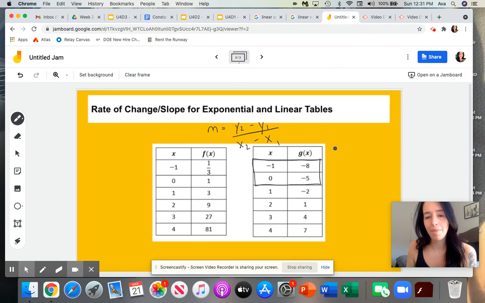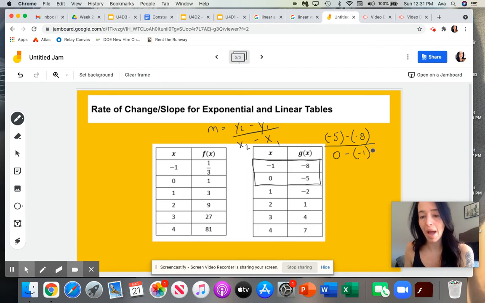Okay, so what I'm actually going to have looks a little weird because we have negatives, but that's okay. I'm going to have negative 5 minus negative 8. Those are my y values, all over 0 minus negative 1. All right, and when I do the math, that is going to give me negative 5 really plus 8, so that's going to be a 3 over 0 minus a negative 1, which is actually 1. So that's going to give me a slope of 3 over 1.